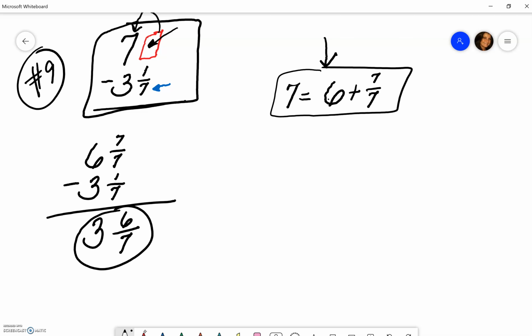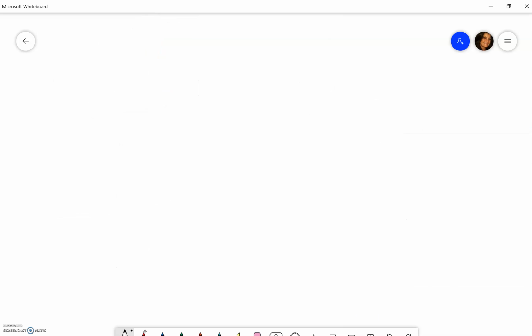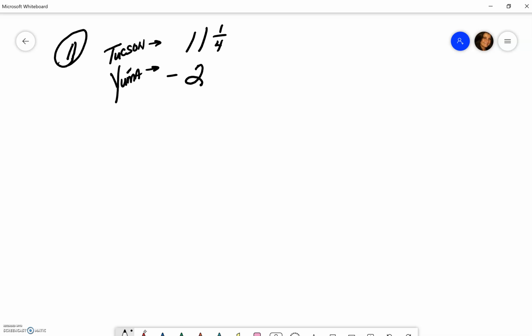Okay, let's move on to number 10. 10 is just, it looks like you're just reading and writing out the problem. So I'm going to skip that one. But let's go to number 11. So 11 is a word problem. And we have Tucson. And then we have this next location. I don't have the word problem in front of me, but I know there are 2 fractions. We're going to be subtracting those.